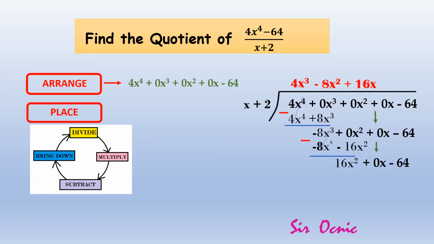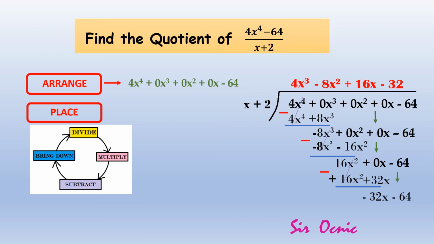16x squared divided by x is equal to positive 16x. 16x multiplied to x plus 2 is equal to 16x squared plus 32x. Subtract the terms. We will then have 0 and negative 32x. Bring down negative 64. Negative 32x divided by x is equal to negative 32.